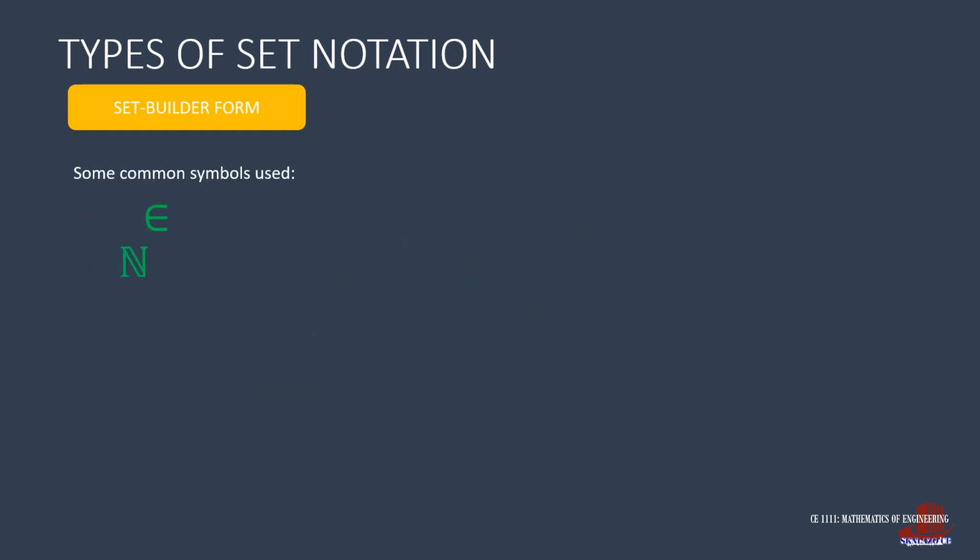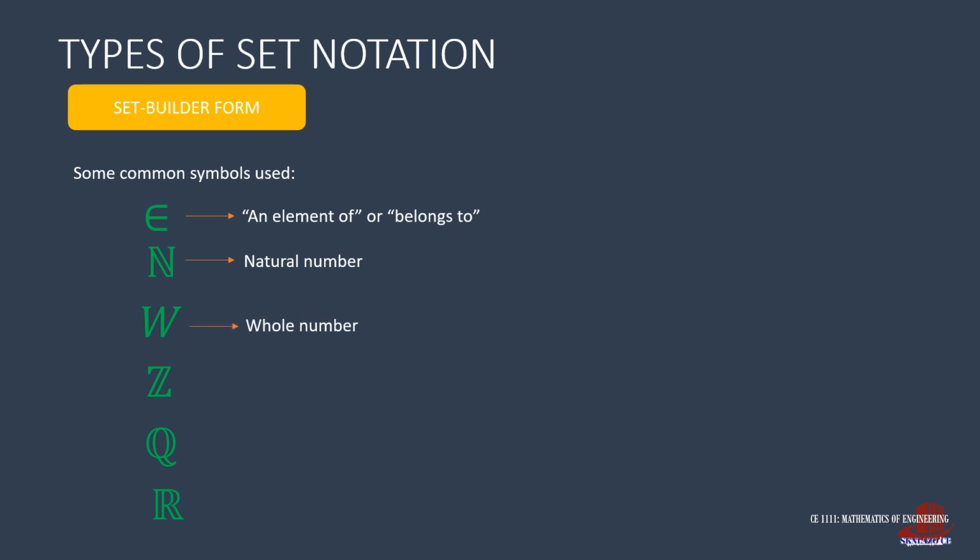In here, we have the common symbols used in set builder notations. The first symbol is the squiggly E, which is the Greek letter epsilon. This means an element of or belongs to. The next notations deal with the families of numbers. N represents natural numbers. These are the positive whole numbers starting from 1 to positive infinity. The next notation is W, which means whole numbers. Whole numbers is just the same, the family of positive numbers, but this time with 0.